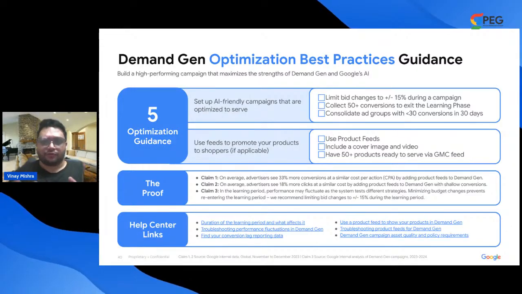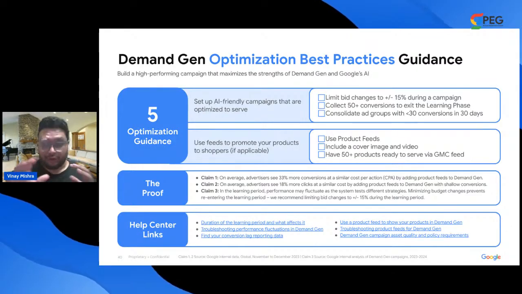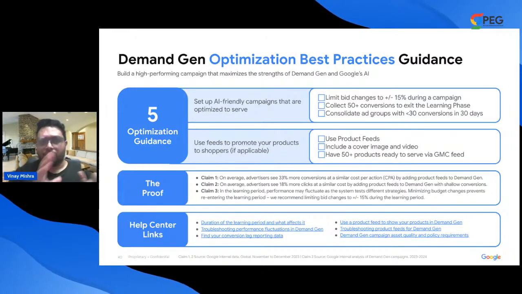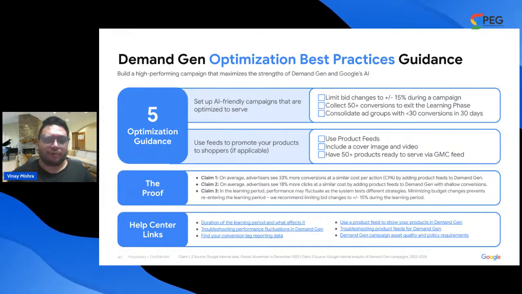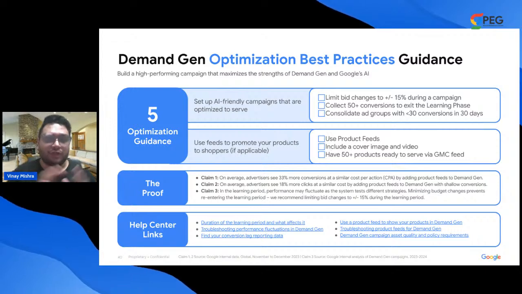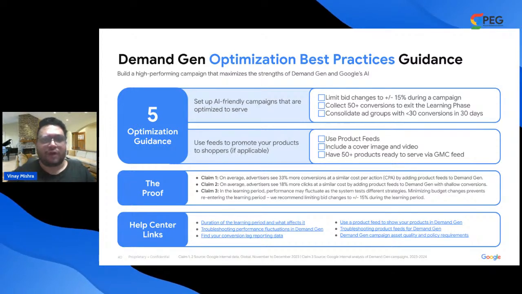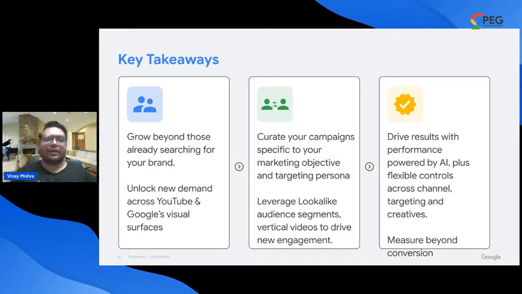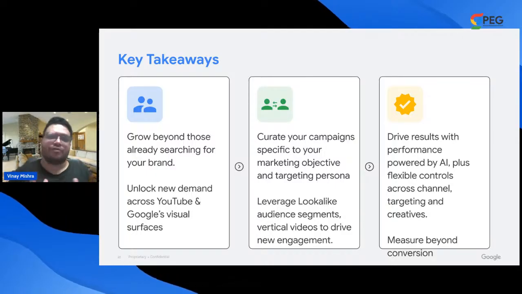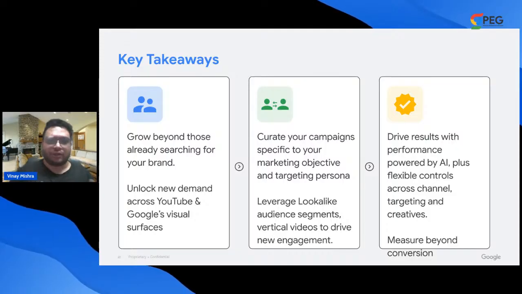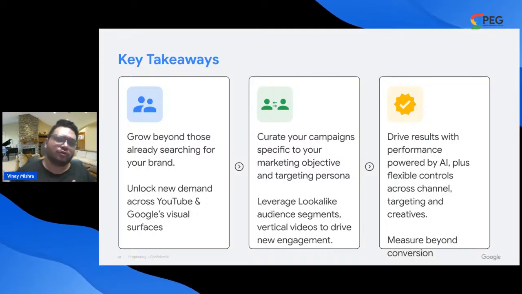And when we're talking about using product feeds, you can definitely incorporate your product feeds with demand gen campaign, which we just saw, how creatively demand gen puts your product feeds data into use, right? And also ensure that you're using the power of the cover image of the video, and you have 50 plus products which are always ready to sell in your Google Merchant Center, right?